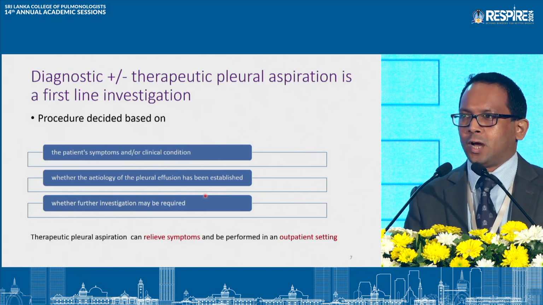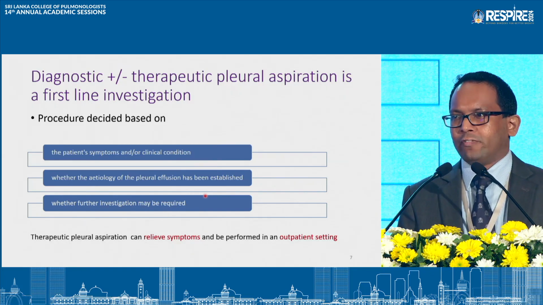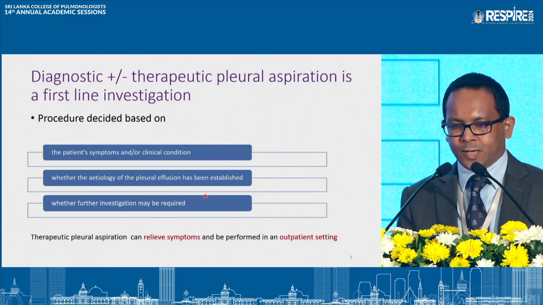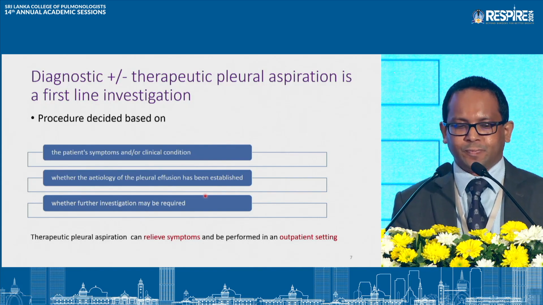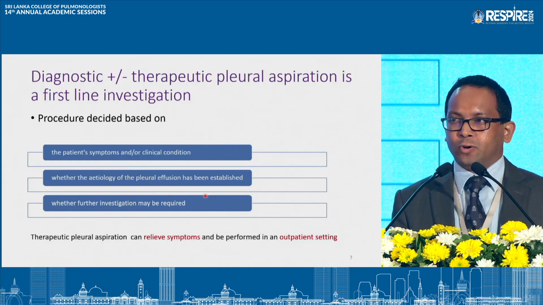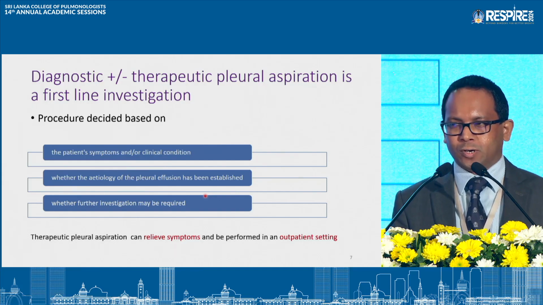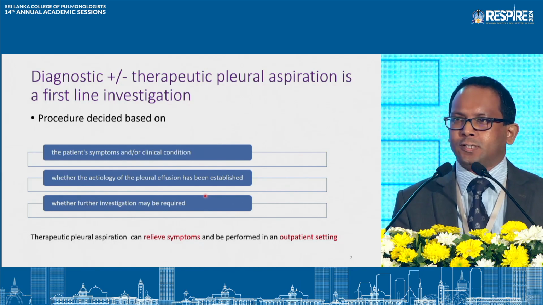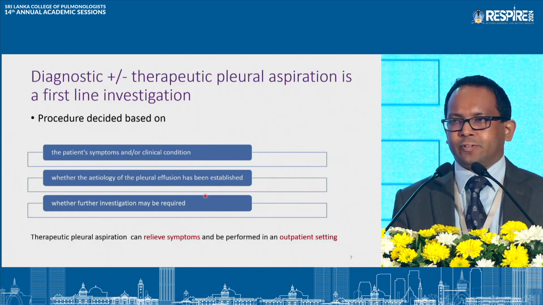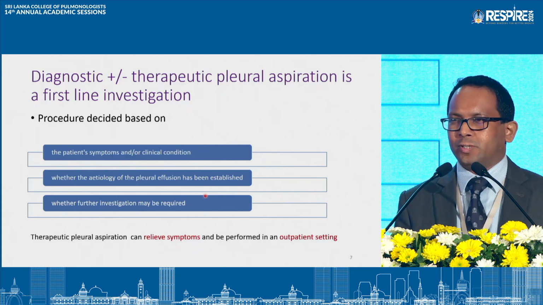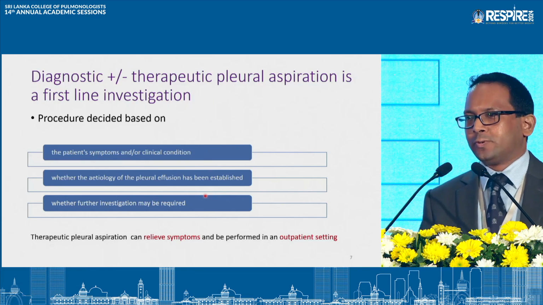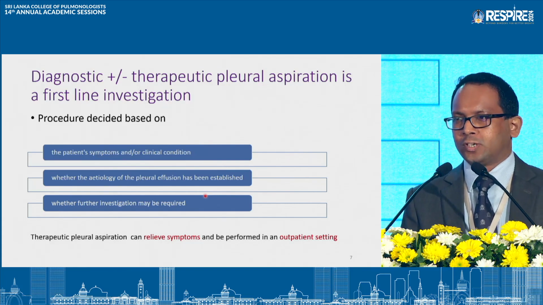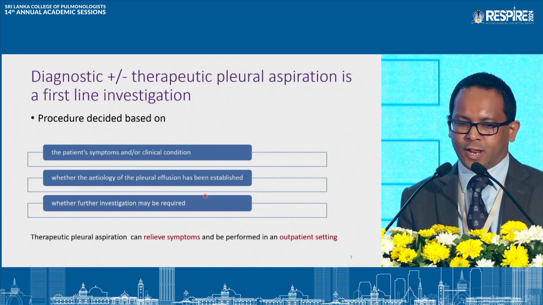If you took part in our pre-congress workshop, I think we would have demonstrated all of these pleural procedures. The decision whether to go for a diagnostic tap or a therapeutic aspiration is based on the amount of effusion, the patient's symptoms or clinical condition, and also whether the etiology of the effusion has been identified previously. For example, if the patient is presenting to you first time with, say, a moderate effusion, it's better to leave fluid in there for subsequent investigations in case you do not arrive at a diagnosis based on pleural fluid analysis.